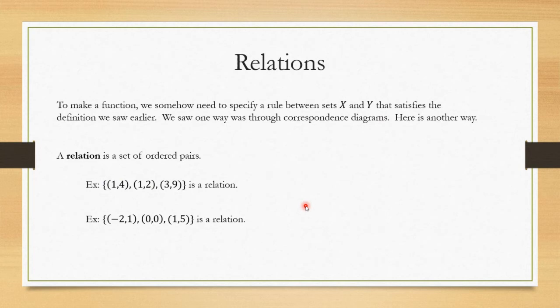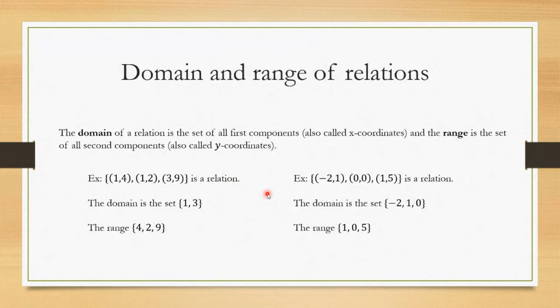You can probably guess there is a relationship between a relation and graphs, because in graphs you can plot ordered pairs as points, but that'll come later. Relations can also have domains and ranges. The domain of a relation is just the set of all x coordinates, all the first components by definition. So that's what the domain of a relation is.